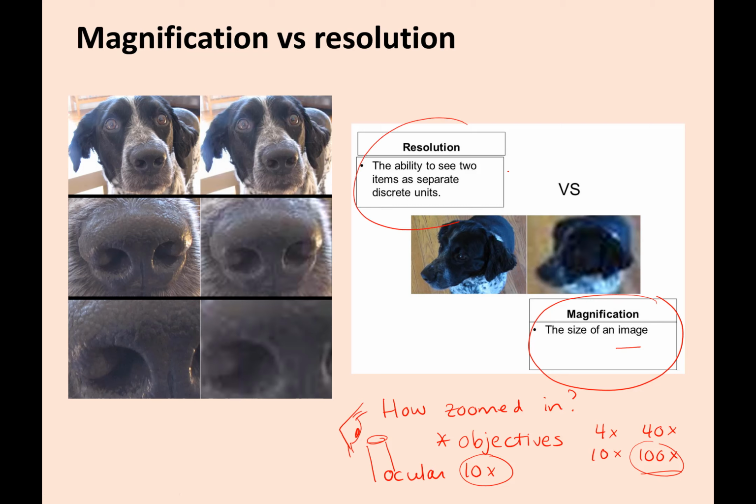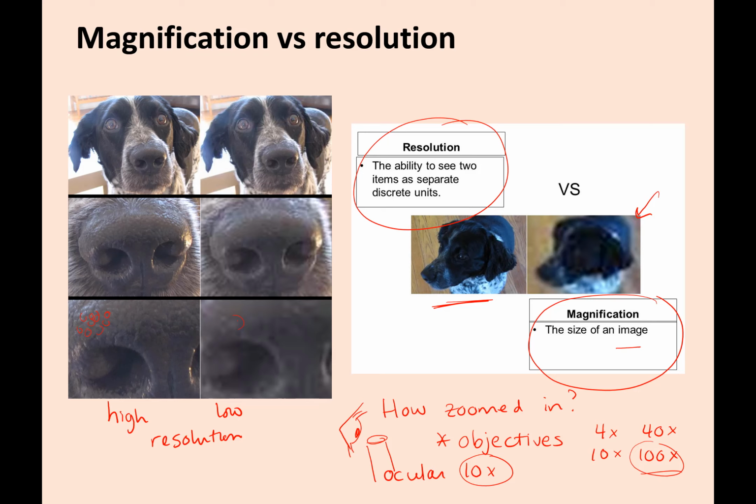You also have different levels of resolution. And the definition of resolution is the ability to see two items as separate discrete units. Right? So this has higher resolution than this image that's blurry. This image has higher resolution. You can see all of these bumps on the dog's nose, where, all right, high and low resolution, where it's very blurry.